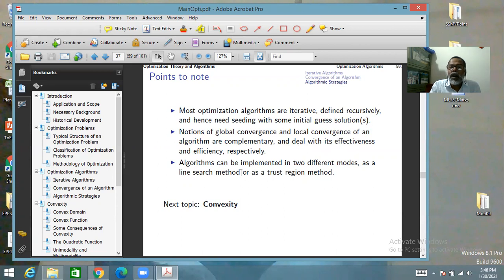Optimization algorithms are often implemented in one of the two strategies, line search or trust region. In the next lecture, we will talk about the concept of convexity of domains and convexity of functions.